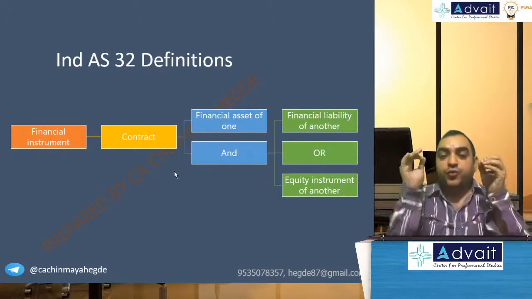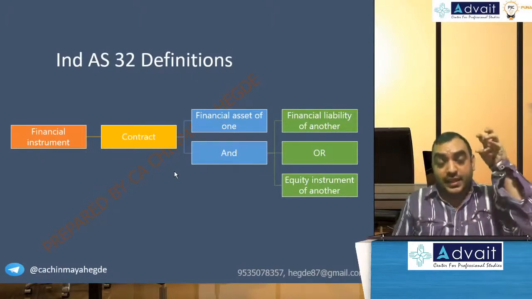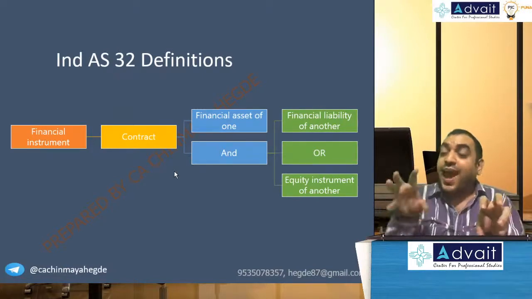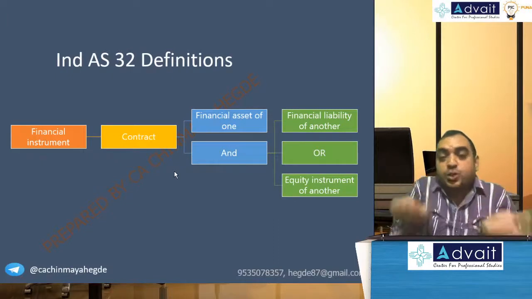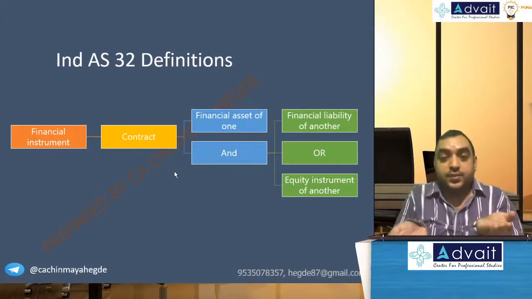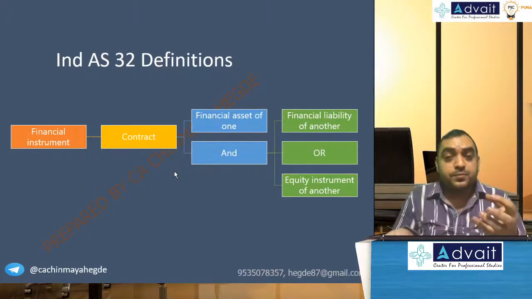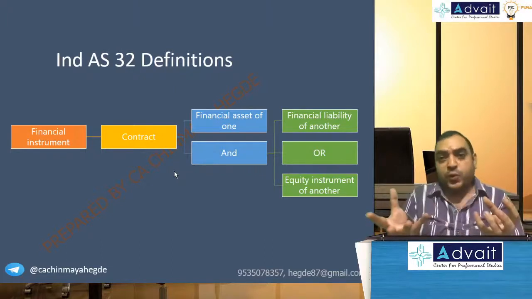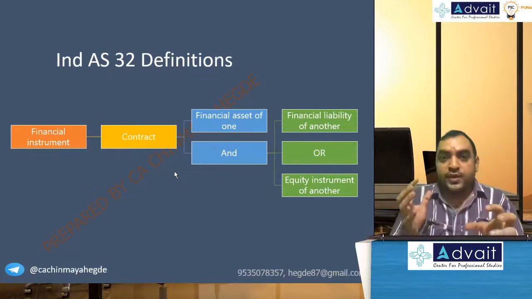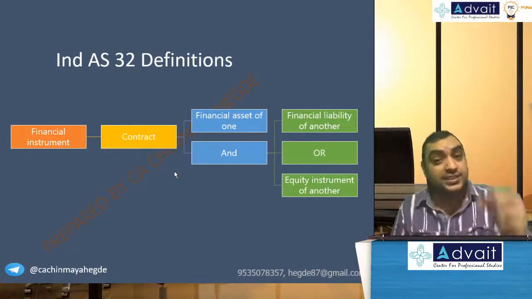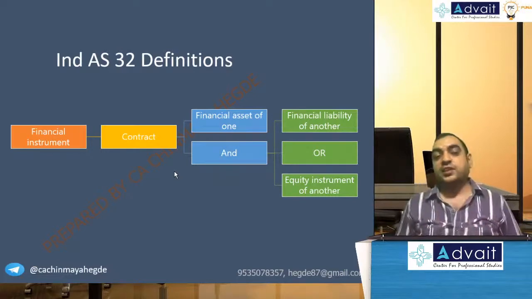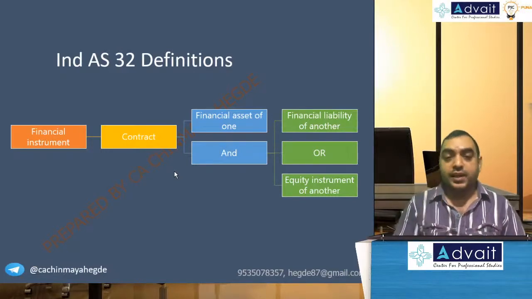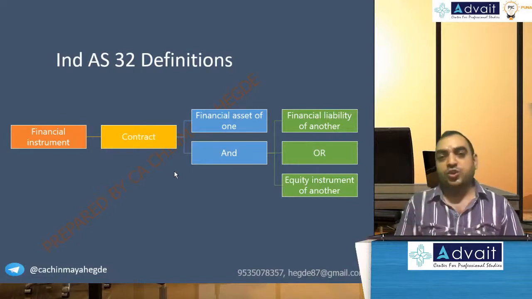Financial instruments, if you want to talk about it, means it has to be one person's asset and another person's liability. There have to be two sides, the double entry system. For every action, there is an equal and opposite reaction. For every debit, there is a credit. For every asset, there has to be a liability or an equity, and then only it is a financial instrument. And more importantly, it has to be through a contract. A contract need not be in writing, but it has to be a contract.